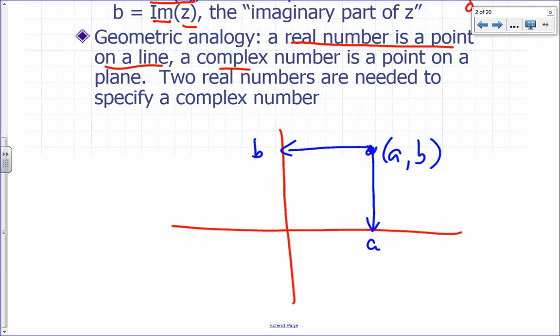So you need two real numbers to specify a complex number. You can think of the x-axis as the real axis, and your y-axis as the imaginary axis of your complex plane. The plane is called a complex plane.